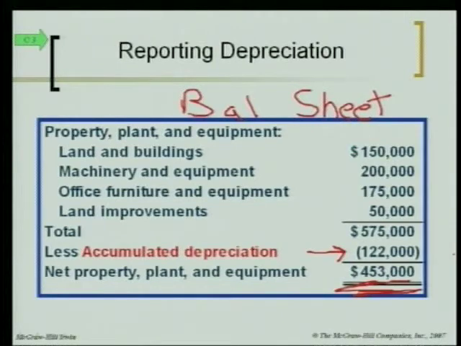So you total on your T accounts? Yeah, you would just total up, and you'd probably have a number of different accumulated depreciation accounts, but you would just total those up and put the total in the balance sheet.